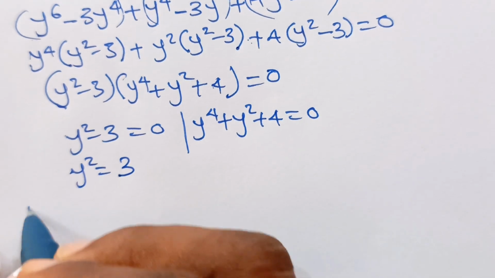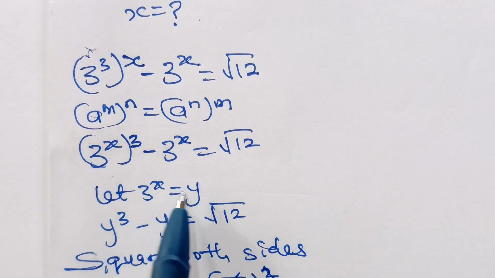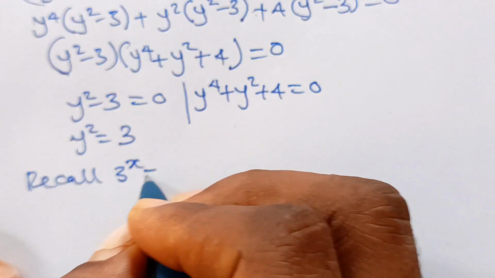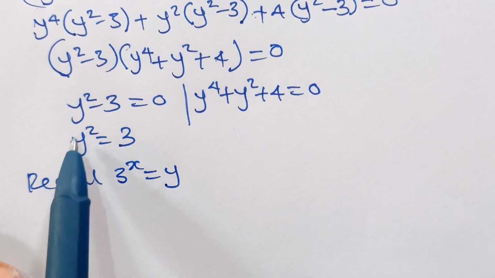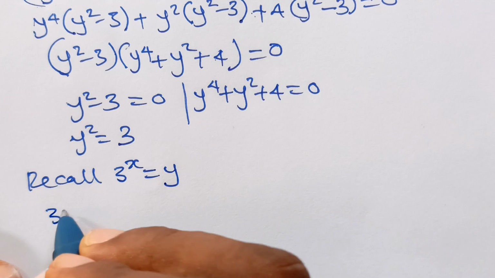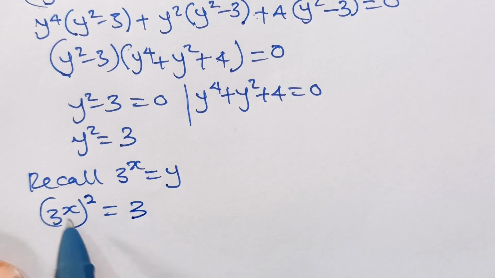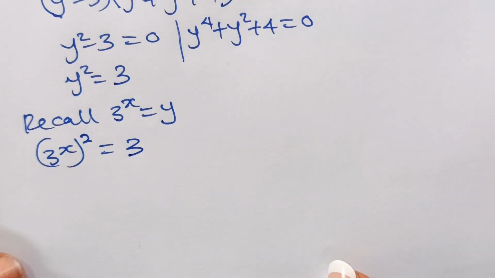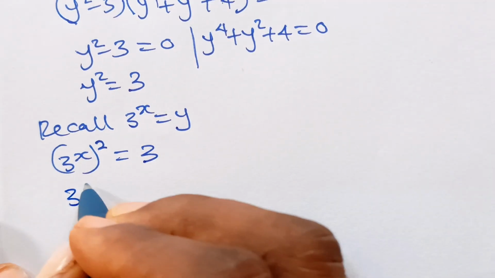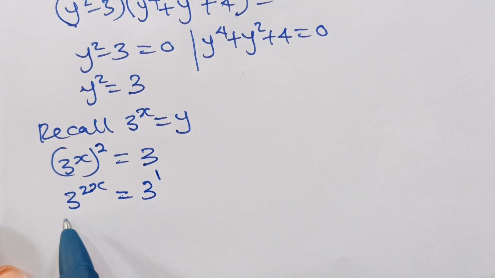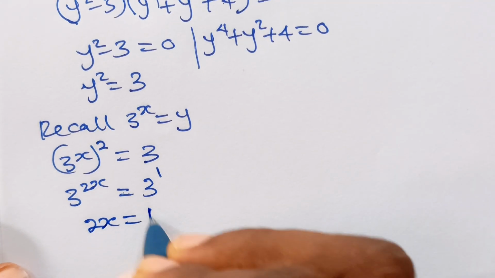But I want you to recall where we said this. Let 3 to the power of x be equal to y. So we are going to write, recall 3 to the power of x is equal to y. Now here we have y squared, that is 3 to the power of x, squared. 3 to the power of x, squared is equal to 3, right? Now we multiply the powers out and we have 3 to the power of 2x is equal to 3 to the power of 1. Now they share the same base, so that means the powers are equal as well. So that means that 2x is equal to 1.